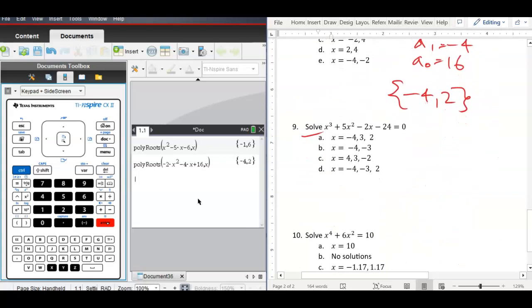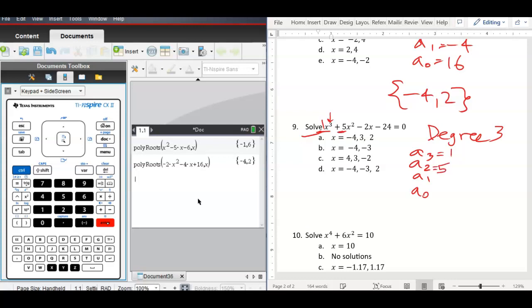All right, now here we go. We got a different degree here. We got degree 3. So I got to write A3, A2, A1, A0. So A3 in front of x to the third is nothing, so put a 1. A2 in front of that is 5. A1 in front of that is negative 2. A0, the constant, is negative 24.